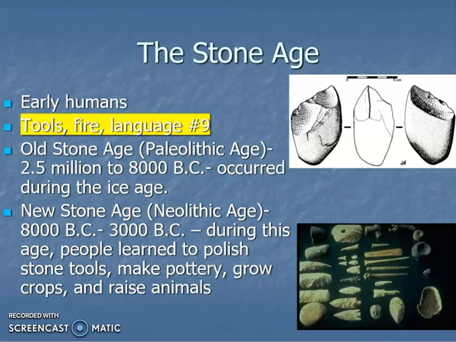So, again, you're going to have to kind of make up your own mind about this, but just understand none of these numbers are completely concrete. So early humans used tools, fire, and language. That basically marks the beginning of what's called the Stone Age. New Stone Age is basically polishing stone tools, crops, raising animals. Crops is the big thing, growing crops.